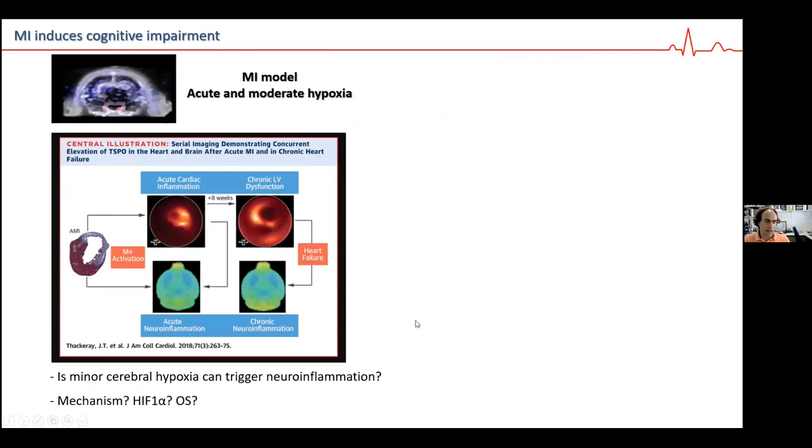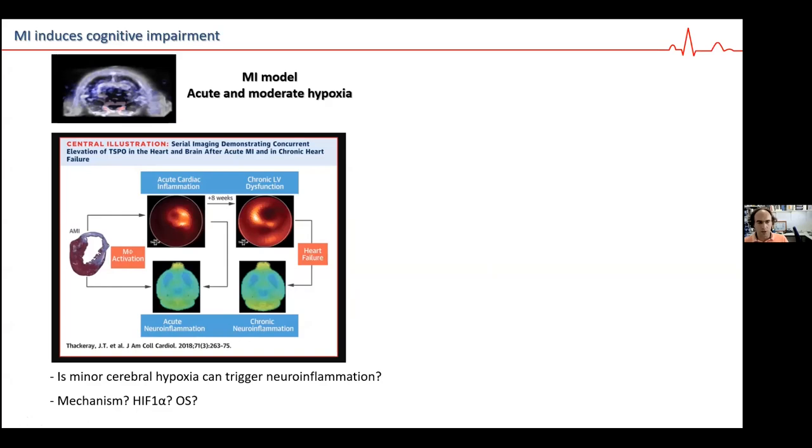And then to finish, for the brain, we saw in our model that after MI we observed acute and moderate hypoxia in the brain, and we think that it's associated with acute and chronic neuroinflammation. Some people have published a couple of papers about that. They observed after myocardial infarction, in both mice and patients, some neuroinflammation. But the link is not known. Can minor cerebral hypoxia trigger neuroinflammation? We don't know the mechanisms. If it's through HIF-1 alpha, oxidative stress, we don't know.